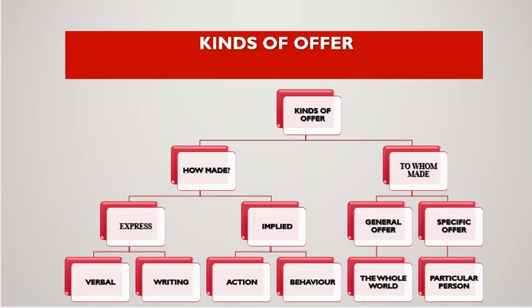So kinds of offer, how made? It could be express, it could be implied. Express could be verbal and in the form of written. Implied, which could be inferred from the action and behavior. To whom made? It could be general offer, which is made to the whole world. Specific offer when it is made to the particular person.